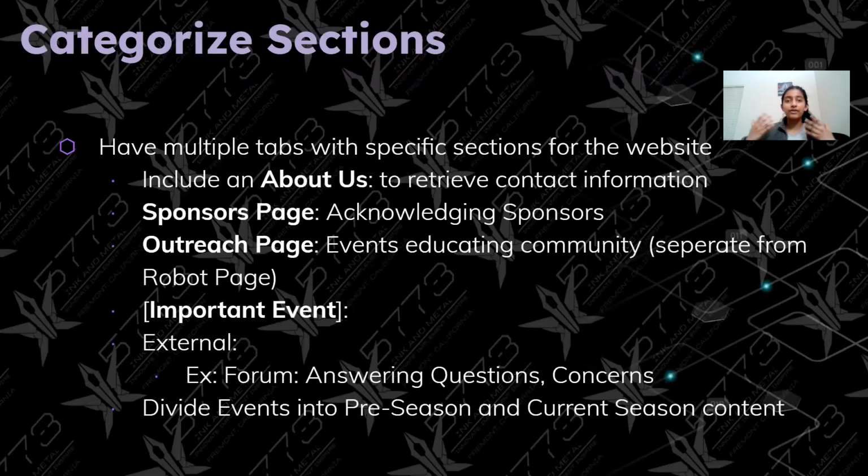So number one is categorizing sections. So this could mean having multiple tabs on your website with specific sections for each specific category that you're focusing on. For example, if you have an About Us page, this is retrieving contact information. Sponsors page is acknowledging your sponsors and what they have provided you with as a resource for your team. An outreach page, so events that educate your community.